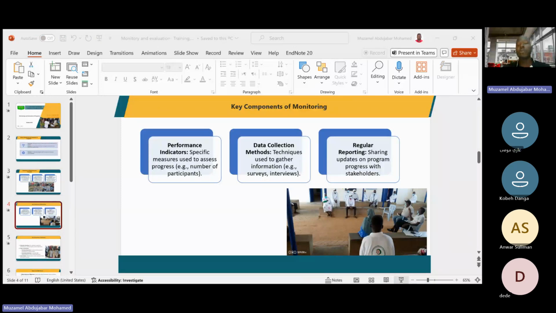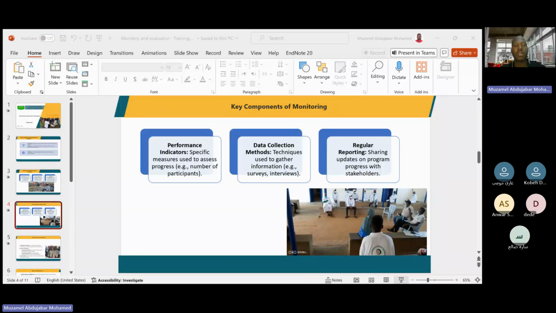The key component of the monitoring: the performance indicators. This is how you can do the monitoring. An indicator means a specific measure used to assess progress. In the beginning of planning or implementing the project, you put in the indicator of the project.